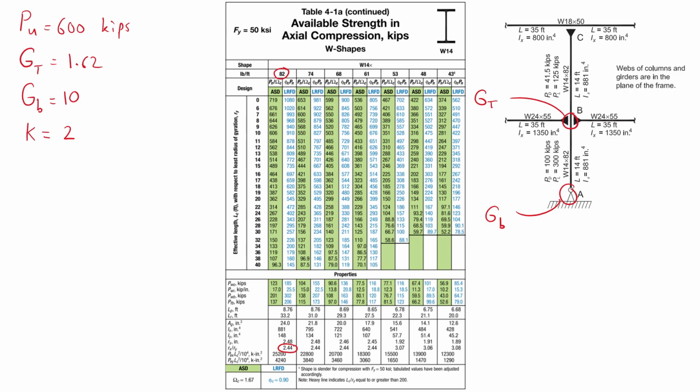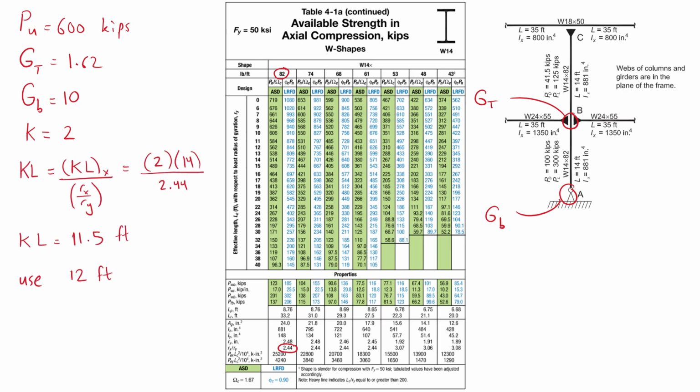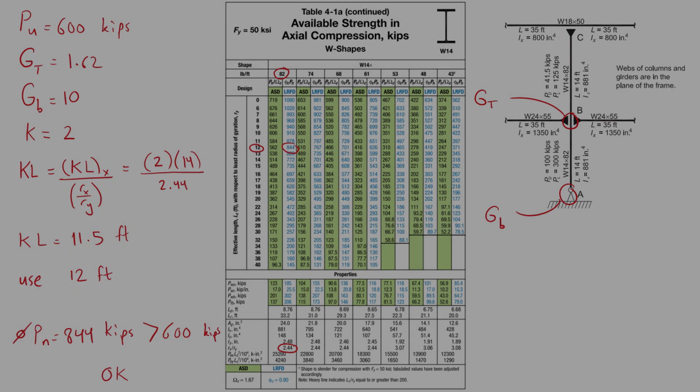This makes KL for column AB 12 feet, and thus the strength will be 844 kips, and thus the column remains adequate. Do notice, however, that the compressive strength is noticeably lower than that with a fixed end support, and thus please take caution when modeling member end conditions and understand the influence of your engineering choices.